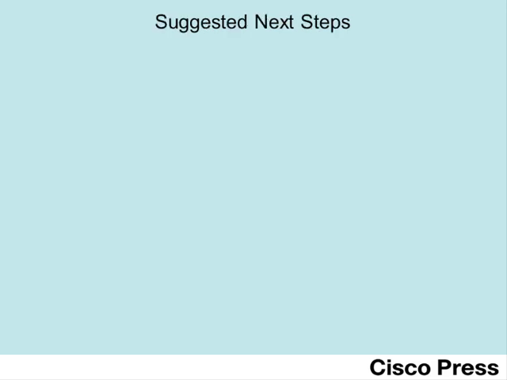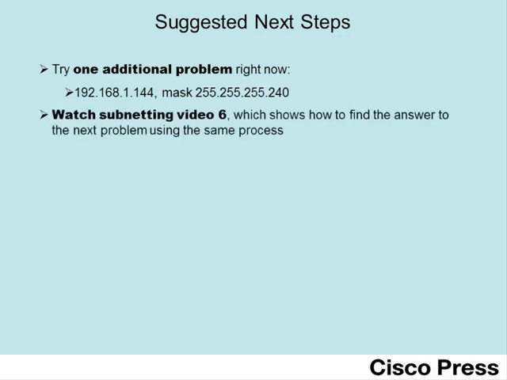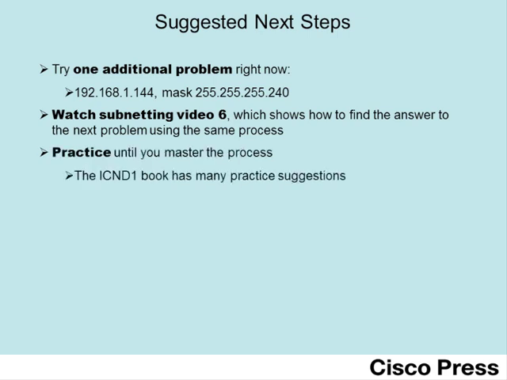So what from here? Try one more problem right now with subnet 192.168.1.144 with mask 255.255.255.240. Then you can watch subnetting video 6, which shows how to find the answer to that particular problem. Then you just need to practice so you can get the process down. The book has many suggestions, and as usual, the book's DVD has some appendices that have some practice problems that include problems on how to find the range of addresses in a subnet.